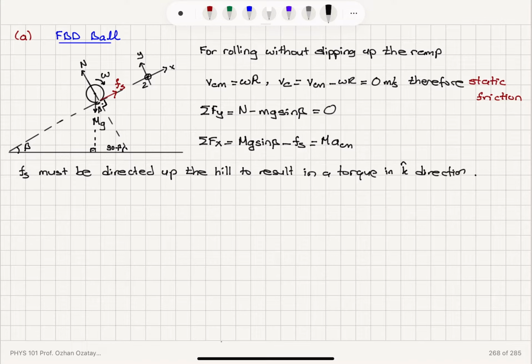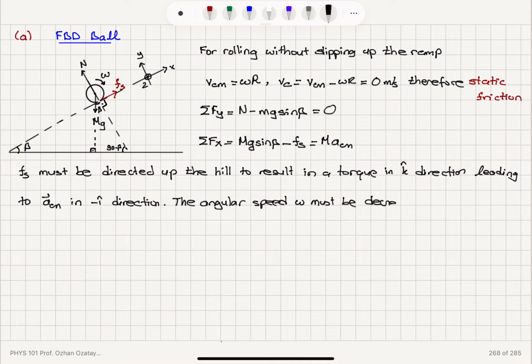So this torque will lead to the direction for the center of mass acceleration in minus i hat direction, because it's trying to slow down the rotation. So we will see the angular speed omega must be decreasing as it rolls up.